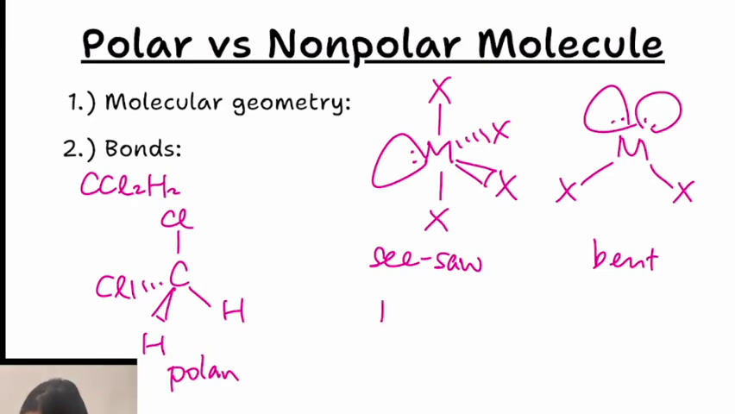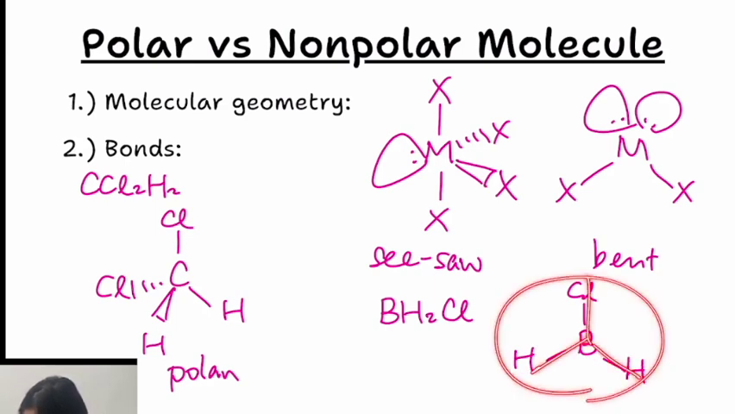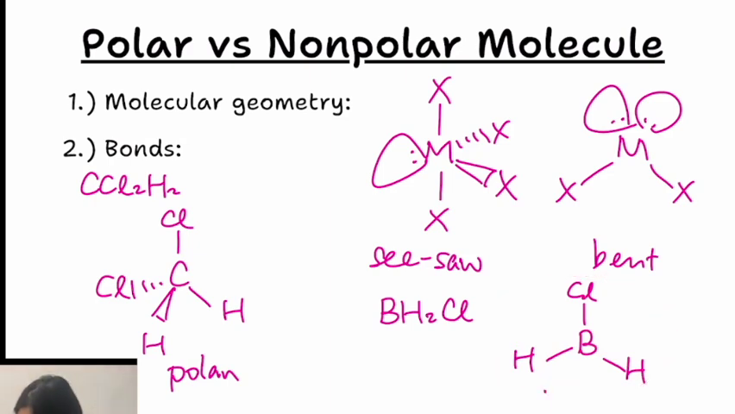And let's say boron, dihydride and chloride. So boron surrounded by one chlorine and then two hydrogens. So it has this perfectly symmetric 120, 120, 120 trigonal planar structure. But because the bonds are not exactly the same, this is still an asymmetric structure, and this will be considered polar.